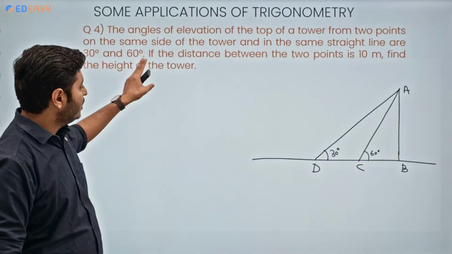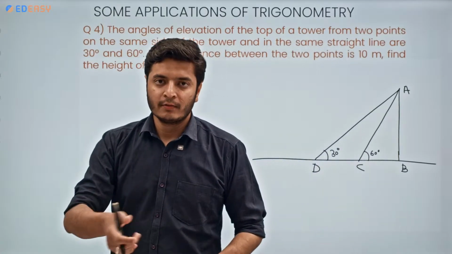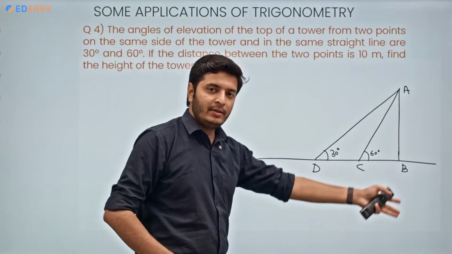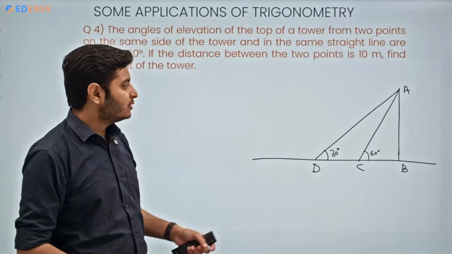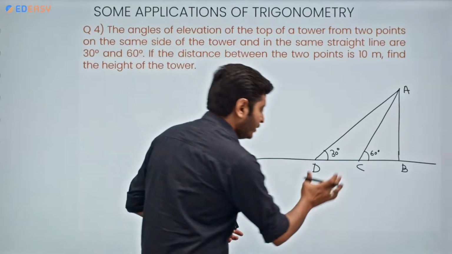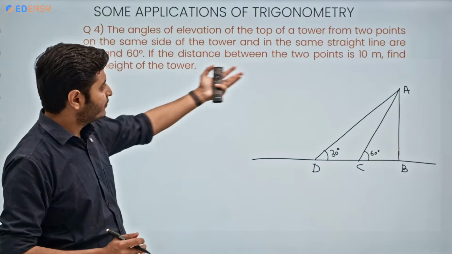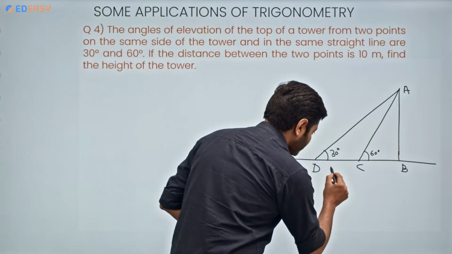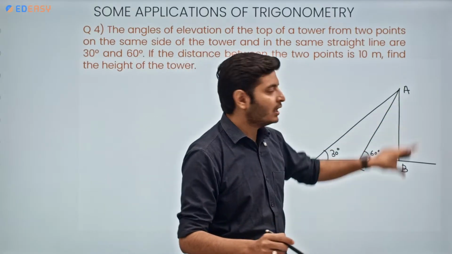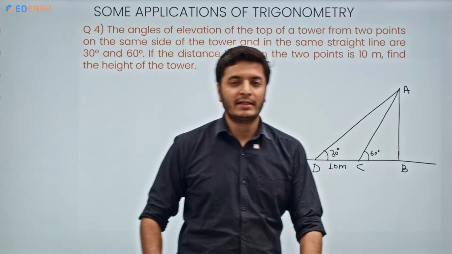Now, if the distance between the 2 points is 10 meters, which 2 points are we talking about? BC, CD, DB? The 2 points from where we are looking at the top of the tower. Those 2 points. So it means the 10 meters is the distance between C and D. So this distance is 10 meters. This distance is not given to us. The height is not given to us. We need to find the height of the tower, that is AB.